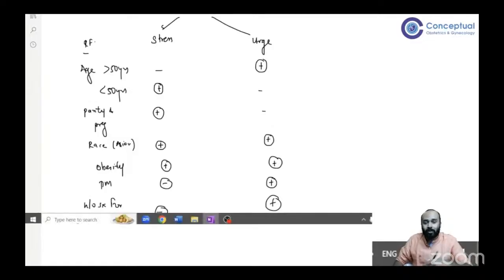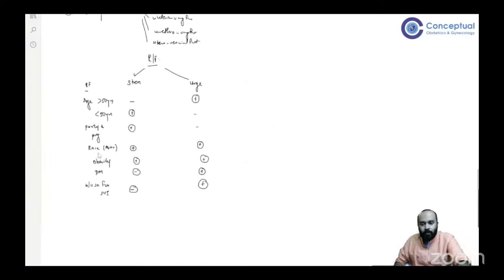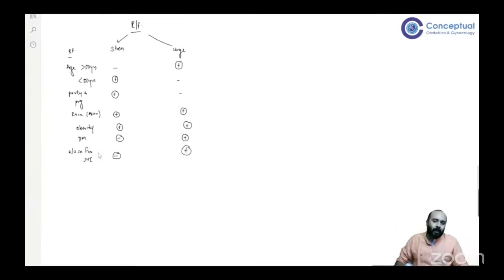So an SUI patient can have recurrent SUI, but the chances are less. But what is more likely to happen is urge incontinence. So this is going to be my explanation of all the risk factors of incontinence, stress and urge.